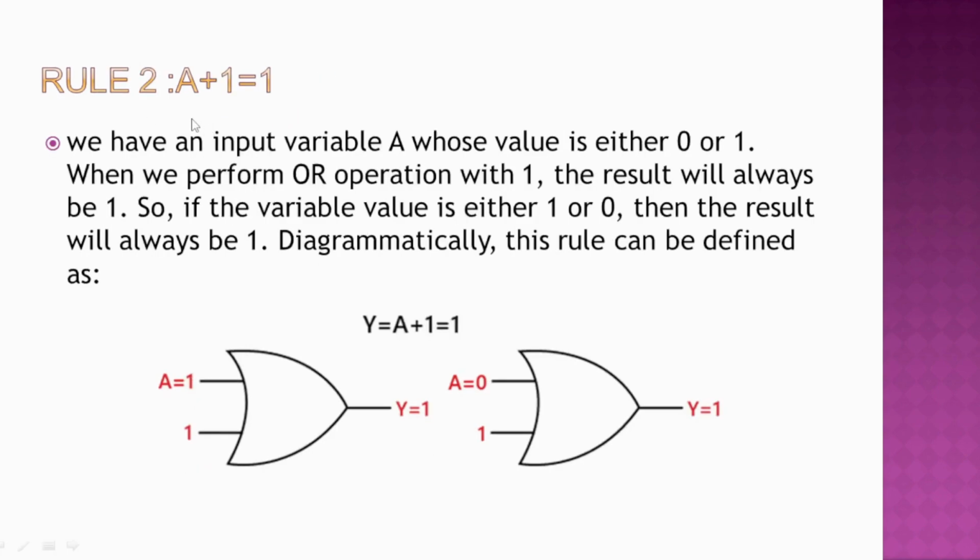Rule 2. A plus 1 is equal to 1. Means if you are going to provide any value, that is either 0 or 1, in this rule means you are getting the value of 1. That is, if you are going to provide 0 in A means you are going to get a value of Y equal to 1, because 0 plus 1 is 1. Likewise, if you are going to provide A equal to 1 in this rule means 1 plus 1 is equal to 1.